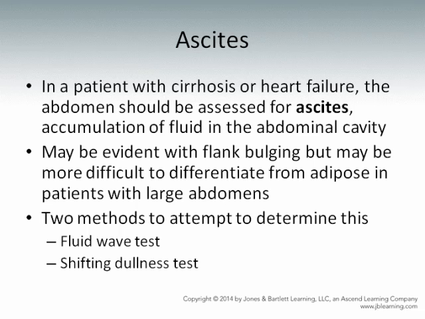Ascites, in a patient with cirrhosis or heart failure, the abdomen should be assessed for ascites, which is the accumulation of fluid in the abdominal cavity. It may be evident with flank bulging, but may be more difficult to differentiate from adipose in patients who have really large abdomens. There's two methods you can do, the fluid wave test and the shifting dullness test.